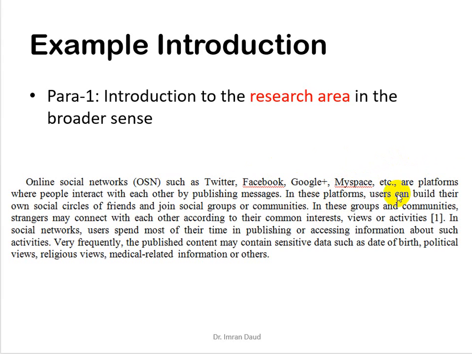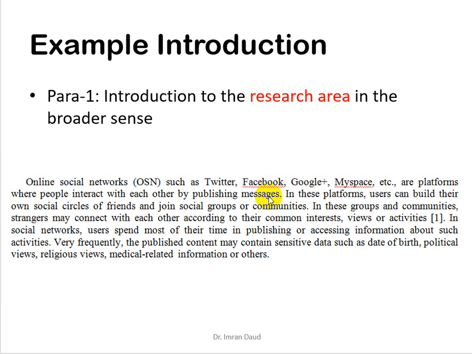In these platforms, users can build their own social circle of friends and join social groups or communities. You can see we're talking about the research area, but while writing, you need to join your sentences and make your paragraph cohesive, right? All the sentences must be coherent. Each subsequent sentence is related to the previous sentence. We are continuing the previous sentence. That is very important. This is the scientific process of writing.